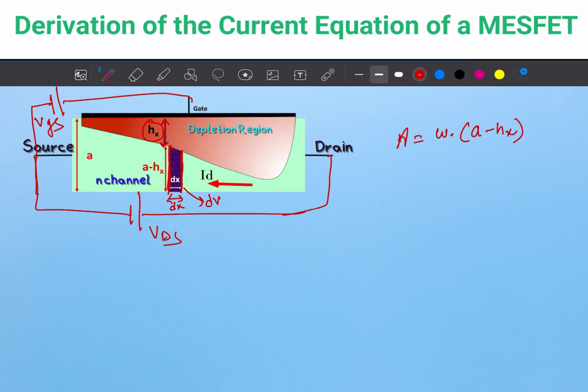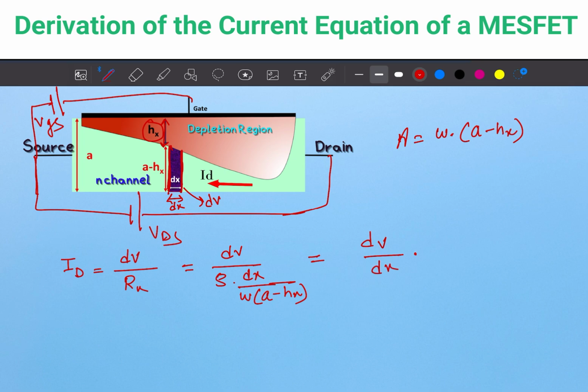So let's calculate the current ID. From here we can write down ID is equal to dV divided by Rx, where Rx is equal to rho dx divided by W into a minus Hx, following rho into L by A. So from here, dV divided by dx multiplied by q, the value of rho is 1 by q Nd mu n.